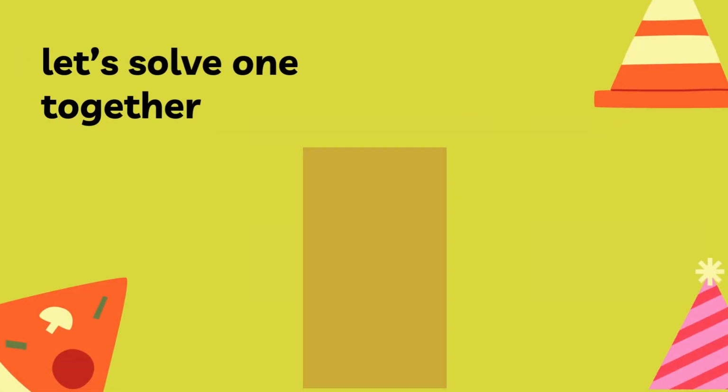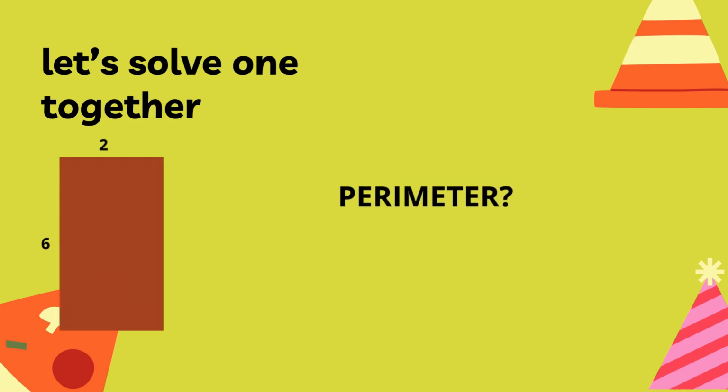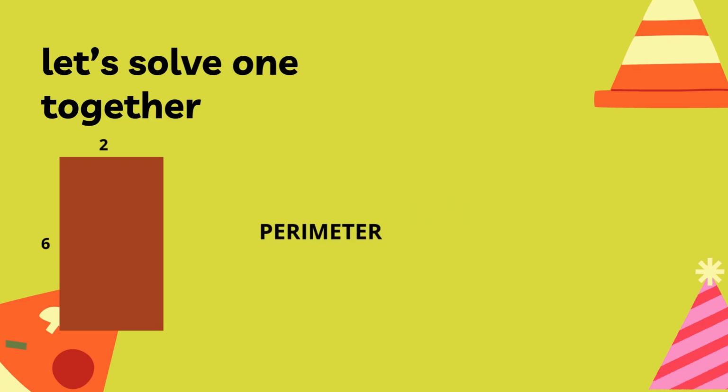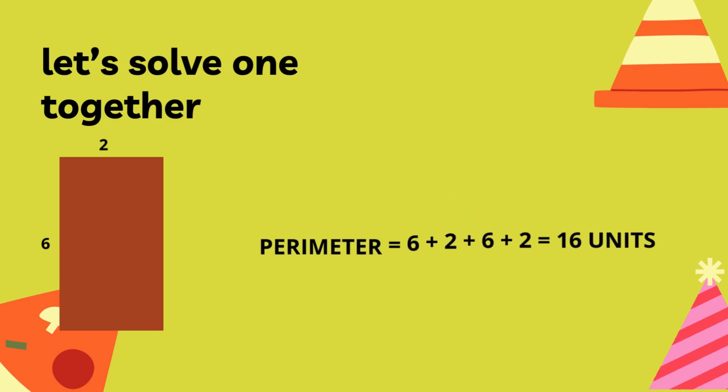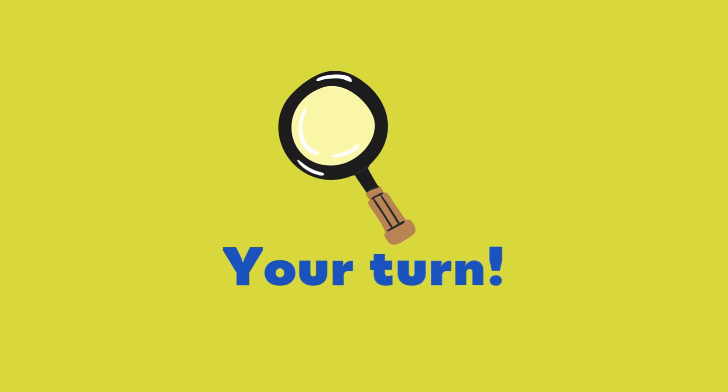Let's try one together. Here's a rectangle that's 6 units long and 2 units wide. Can you figure out the perimeter and area? The perimeter is 16 units. The area is 12 square units. Awesome job. You got it. You've done an amazing job.